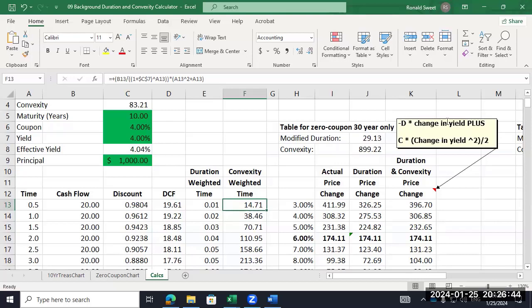This is the formula used to estimate the bond price using the results of the duration convexity formula. So I would know this formula here, especially the first part of it, minus duration times change in yield. That's a pretty important formula in finance. It helps you understand the sensitivity of a bond to changes in interest rates.